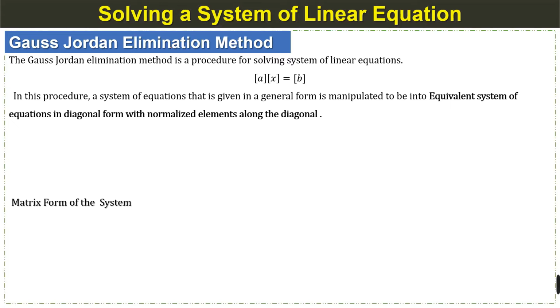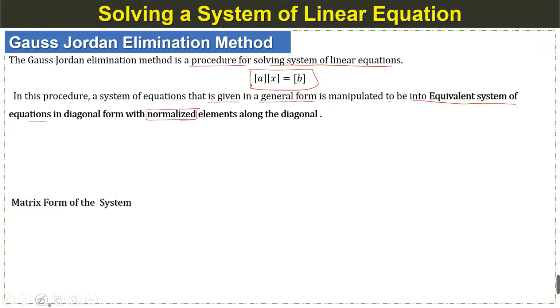Gauss Jordan elimination method. The Gauss Jordan elimination method is a procedure for solving a system of linear equations Ax = b. In this procedure, a system of equations that is given in a general form is manipulated into an equivalent system of equations in the diagonal form with the normalized elements along the diagonal. Okay, so what is normalization? We study the definition of normalization.